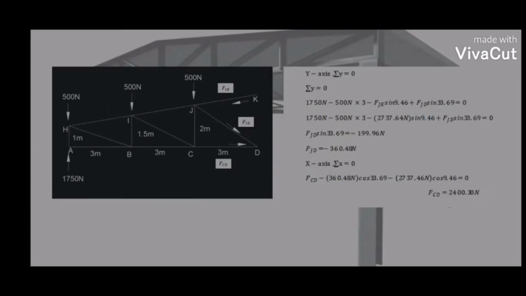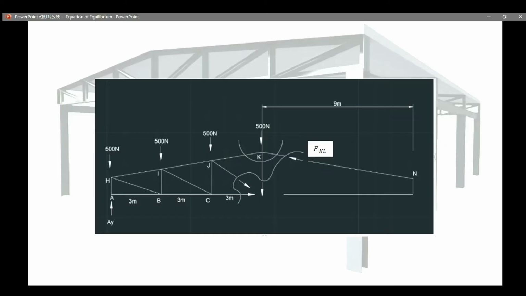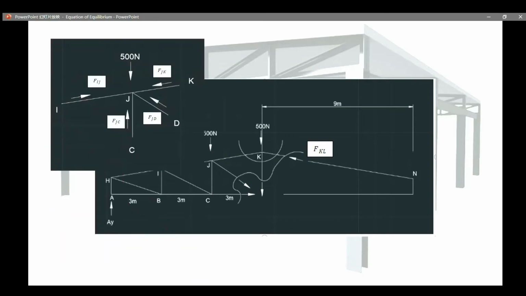So our FJD is 360.48 Newton compressed. Next, we use the summation of Fx equal to 0. We can find our FCD is equal to 2400.30 Newton. After using the method of section, let's move on to the next.